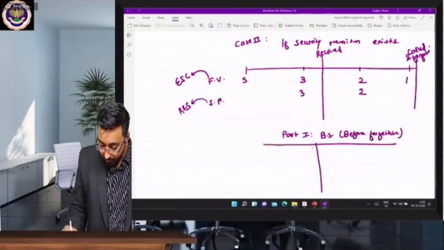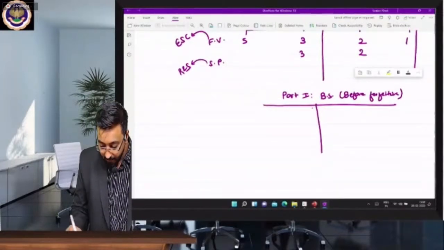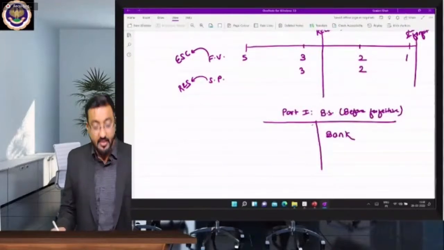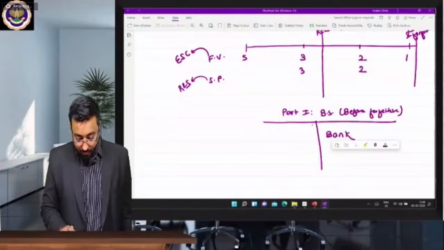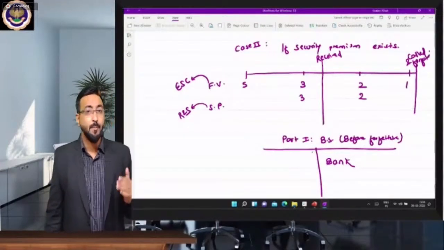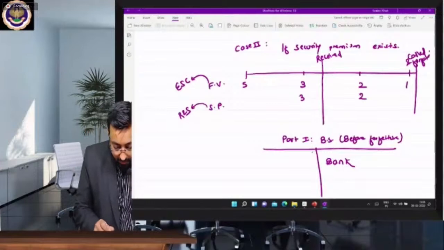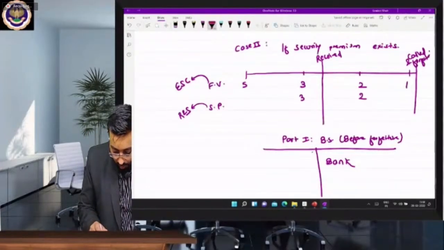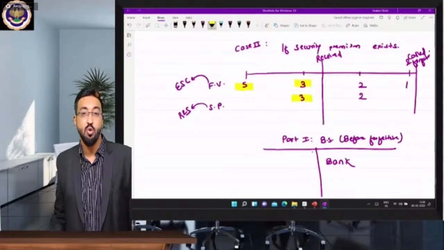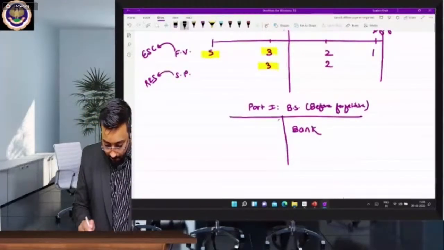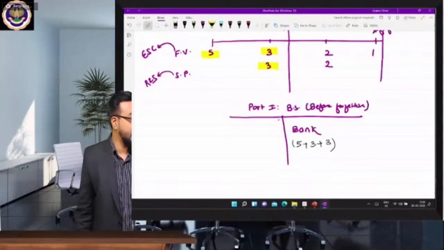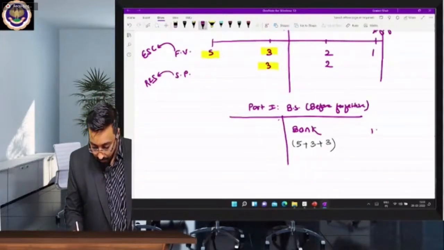Now, first line is received, so I will start with the asset side, bank account. Bank account consists of not only face value, but you collected security premium also. Up to the first line you have collected 5 plus 3 for face value and 3 for security premium. So you collected a total of 11 rupees.